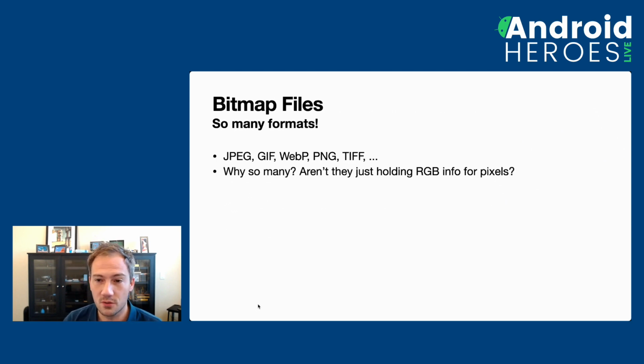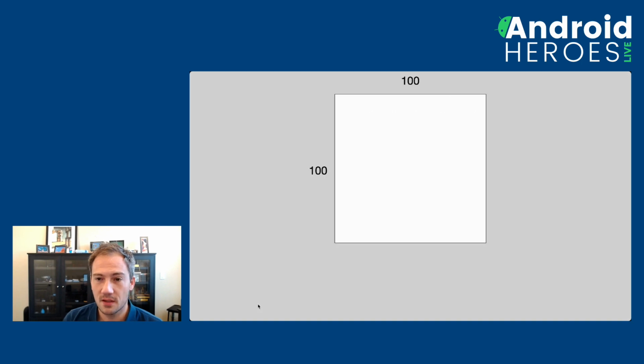So why do we need so many formats? Like, why can't we just have those RGB values and put them in a file and be done with it? So yeah, we could do that, but we're gonna see that it's not the best way of doing it. So to illustrate what I'm saying, we're gonna take a very simple bitmap. It's a 100 by 100 bitmap made only of white. And so to represent white, we're gonna store each RGB value as a byte.